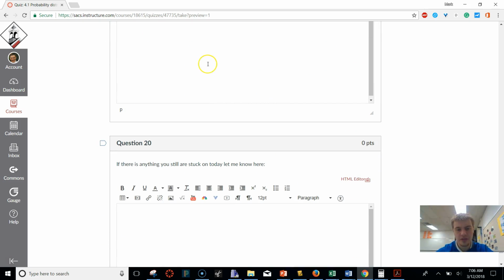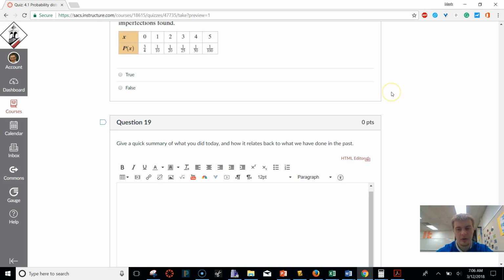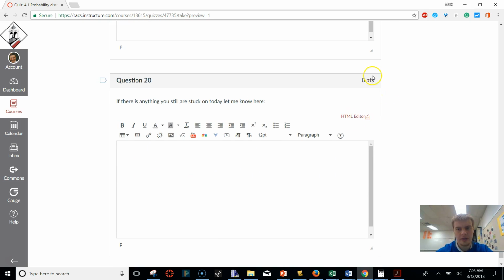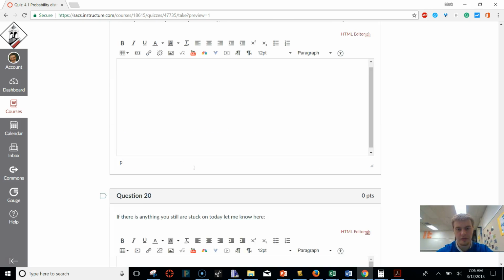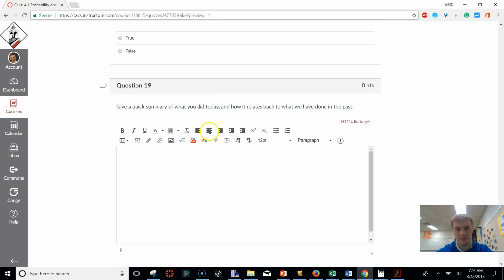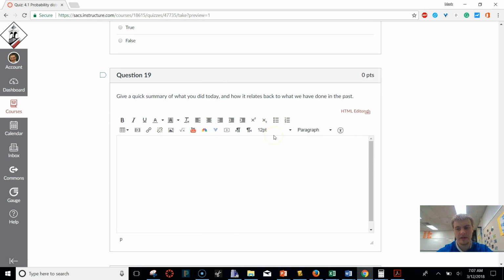And just some quick summaries of what you've learned and what you're stuck on. As you can see, this one's worth 0 points. It's not going to be graded. So if you're stuck on something, there's no right answer to that one. So don't overthink it. And on this one, from the quick summary and how it relates, as I talked in the video, you heard some things where I said, hey, this is what we did in the past and why we're doing it now. I just want to see if you're picking up on those details. So just please do your best for that one.